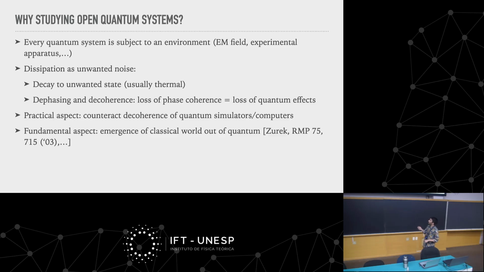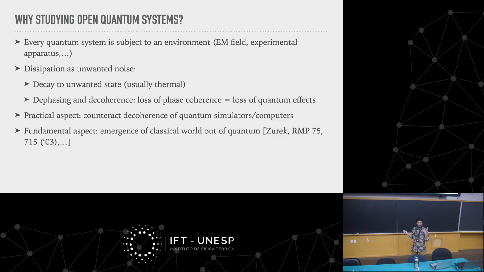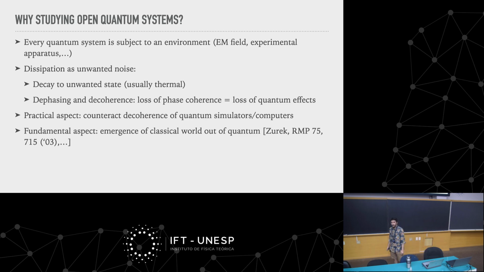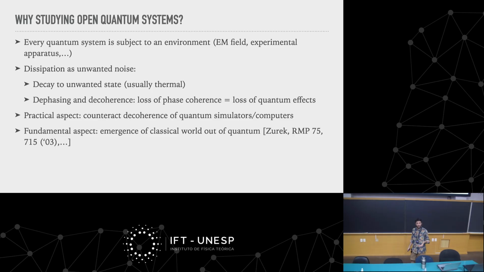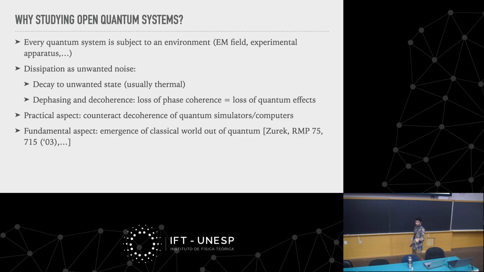So these things, let's say dissipation as noise, have two aspects. One, practical. We want to do experiments in which we probe quantum mechanics, so we need to learn how to deal with this and possibly to minimize these unwanted effects. Also, as a fundamental aspect, this mechanism of dephasing is one of the ingredients that makes classical physics emerge out of quantum physics. And the person who studied this point most of all is Wojciech Zurek.